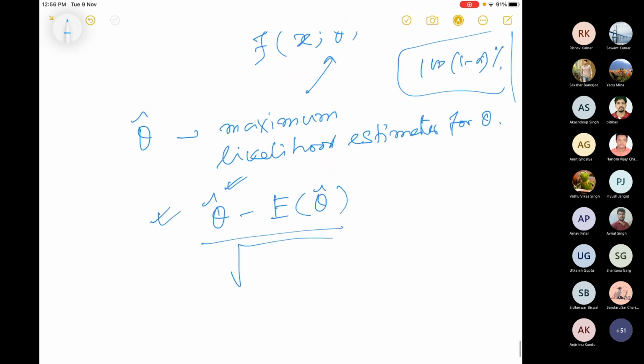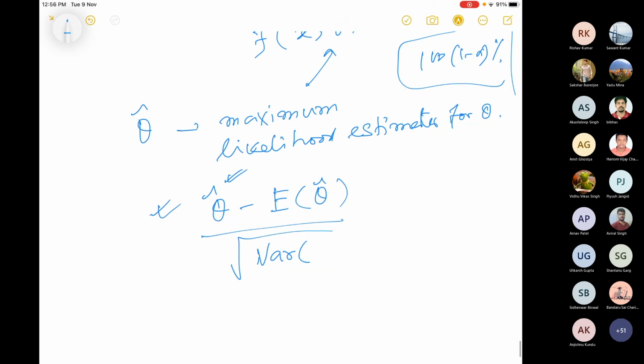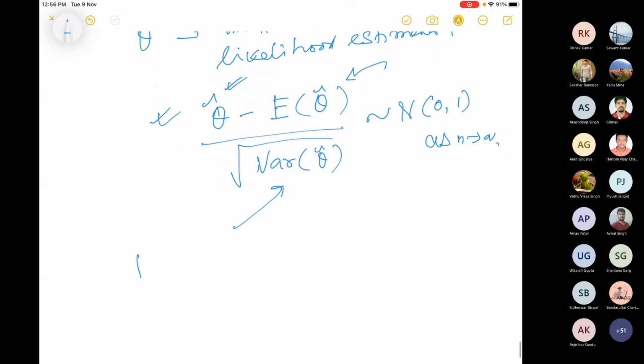This is a random variable. So whatever we are writing, we can write the variance of theta hat, and this will follow the normal distribution using CLT as n goes to infinity. The variance is the variance of the maximum likelihood estimator of theta, and the expected value is the expected value of the maximum likelihood estimator of theta. Here we are done. According to our definition, 1 minus alpha should be the probability of minus z alpha by 2 less than or equal to Q less than or equal to z alpha by 2.